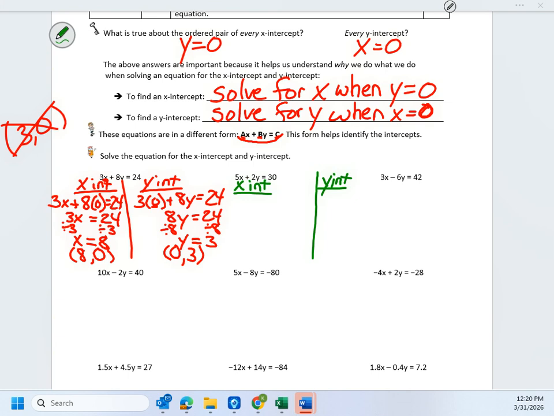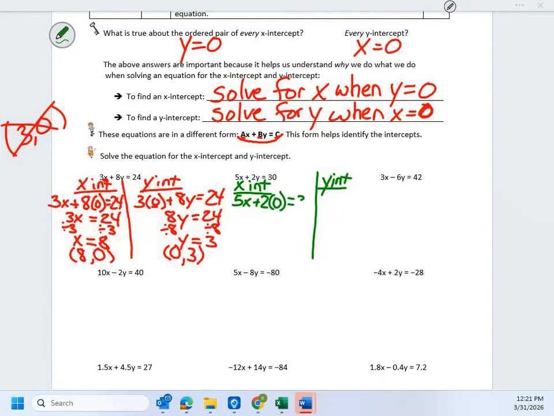All right, so let's start with our x-intercept. I have 5x plus 2y equals 30. How am I going to rewrite this equation? Holland: 5x plus 2 times 0 equals 30.